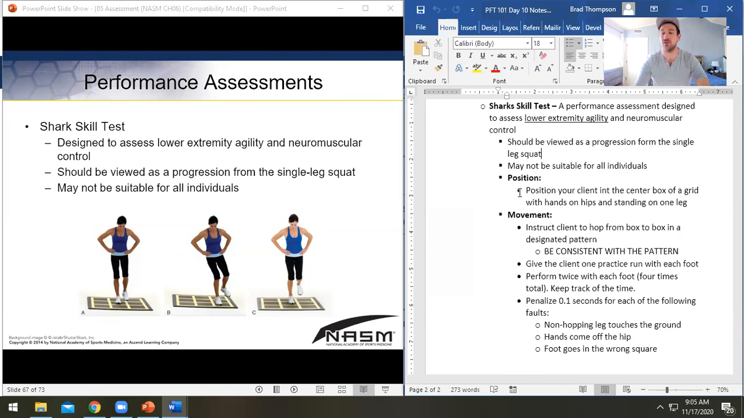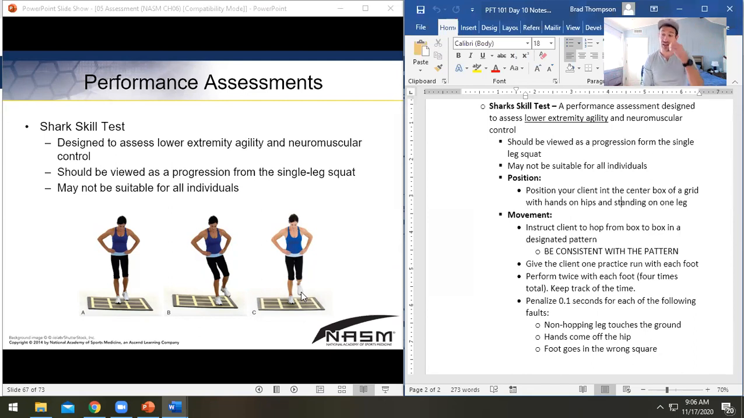So it's always a fun little motivator, and it's kind of a fun exercise to perform. The way this works, you're going to position your client in the center of a box, like a grid, right? 9 boxes, each of them 1 foot by 1 foot. So that's a 36 inch by 36 inch box, split into 3 rows of 3, right? That's 12 inches by 12 inches for each box.